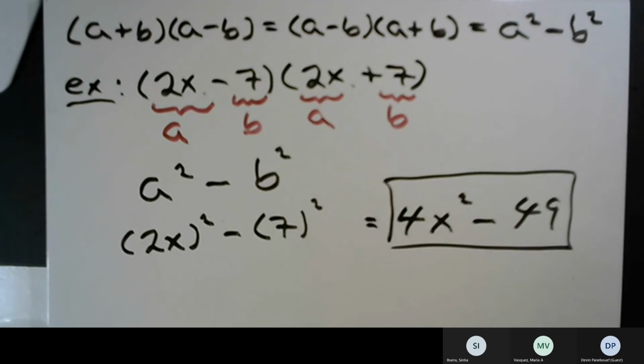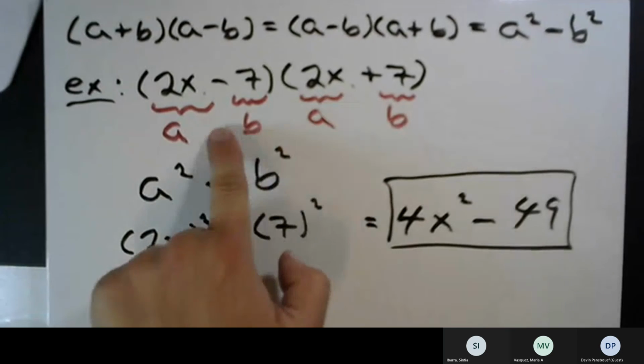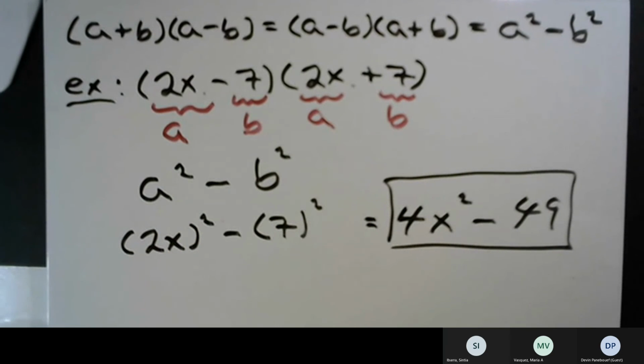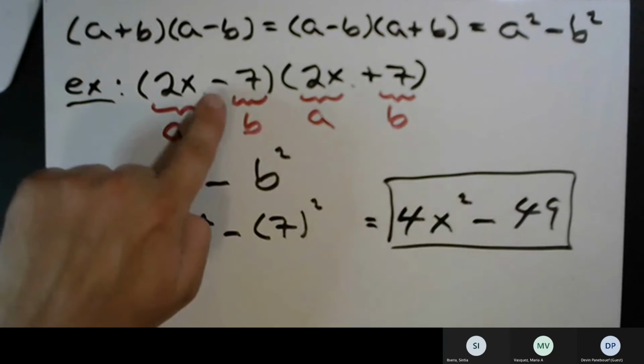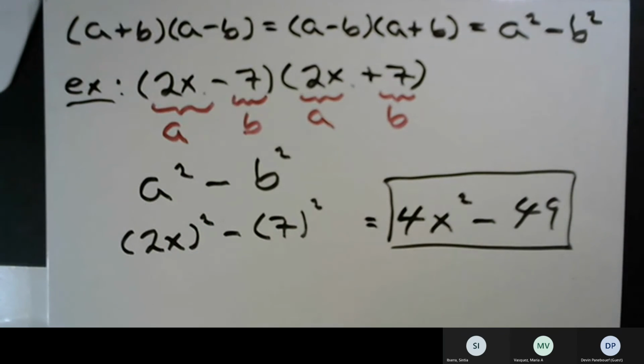Now, again, if you don't remember the shortcut, you could just FOIL this, and that would be okay. And when you FOIL it, then the minus sign does count. That will attach to this inner term. So if you don't remember the shortcuts, you could FOIL. That would work also.